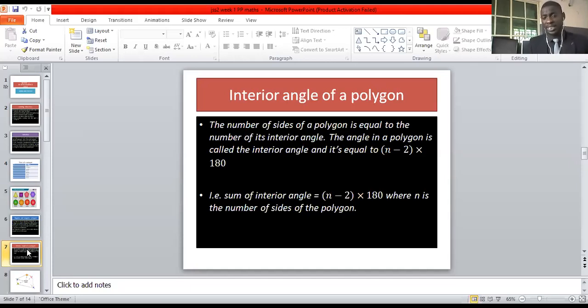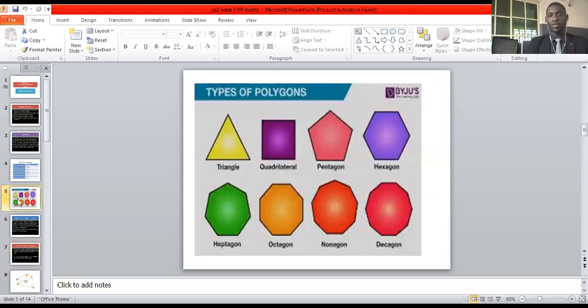From the definition, the number of sides of a polygon is equal to the number of interior angles. A triangle has 3 sides. The number of interior angles is also 3. A quadrilateral has 4 sides. The number of interior angles is 4.